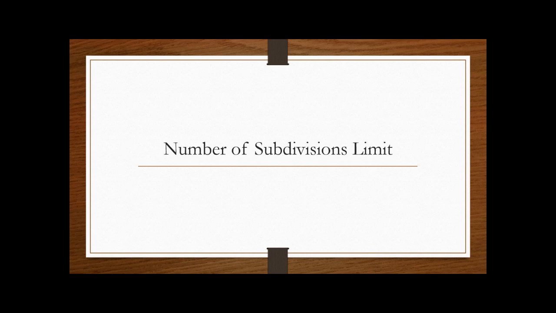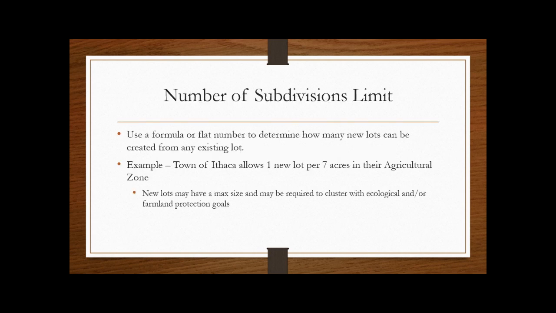Thank you. The next tool is limiting the number of subdivisions. That is what it sounds like. You use a formula or a flat number to determine how many new lots can be created from any existing lot. So one example of that is in the town of Ithaca, in their agricultural zone, they have a limit to the number of subdivisions. So as of the date that that law was adopted, any parcel could get one new lot for every 7 acres of the existing lot. So if they had a 7-acre lot, they could subdivide one lot off of it.